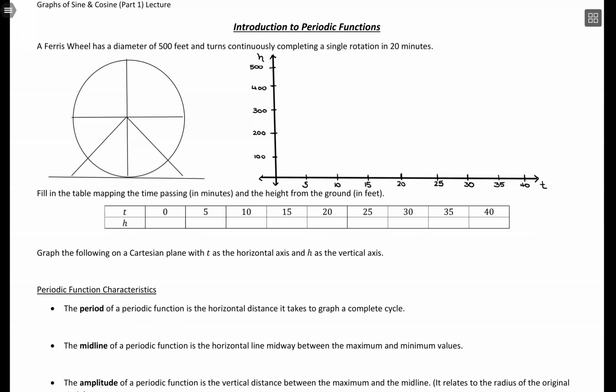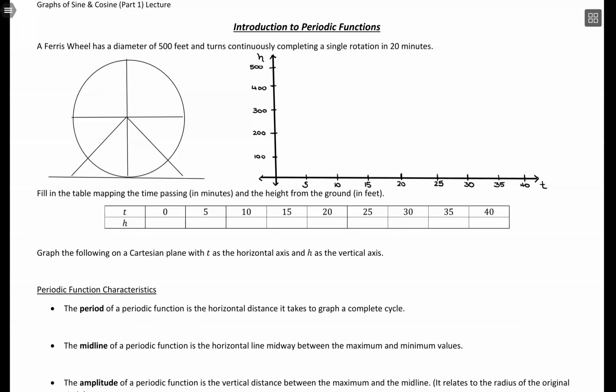So here we're going to get an introduction to periodic functions. And with that, we're going to look at a Ferris wheel. And really what we want to do is, with the Ferris wheel, kind of imagine that we're on the ride. We're going around the Ferris wheel and tracking the time that's passing as well as our height off the ground. And with this, we'll get some new terminology to work with as well.